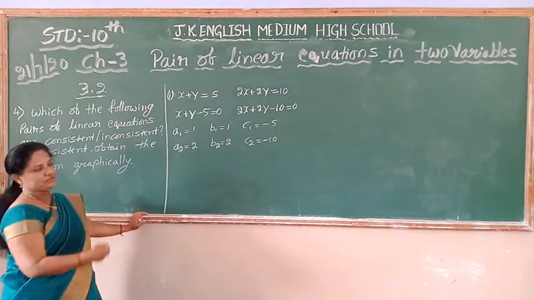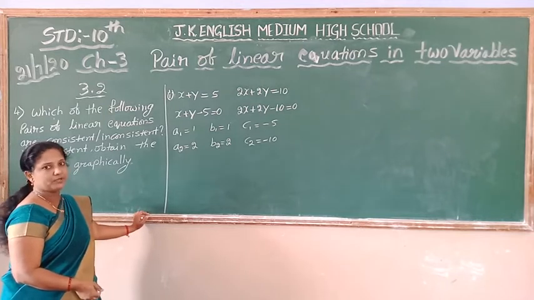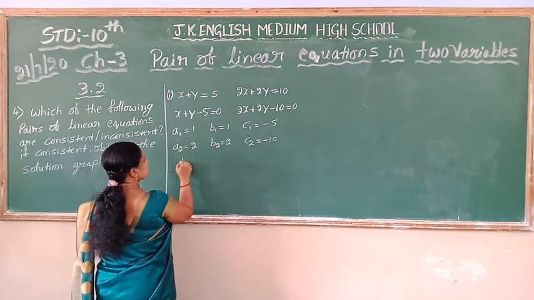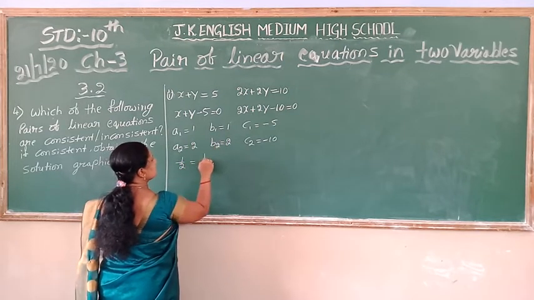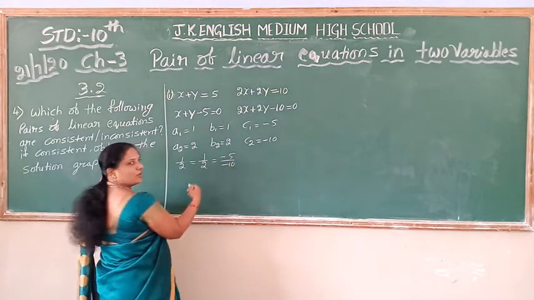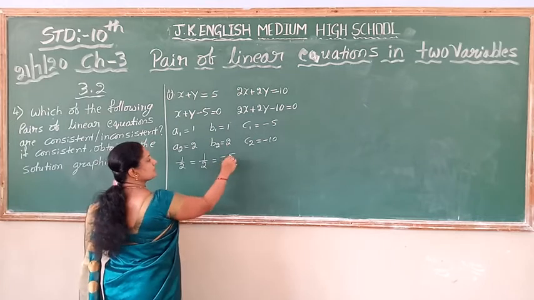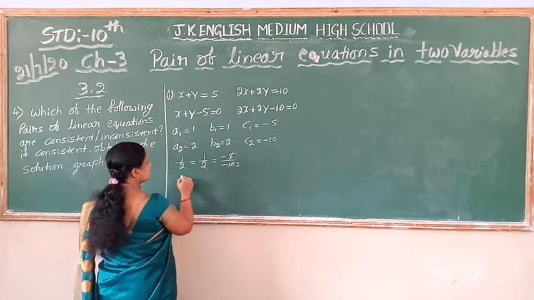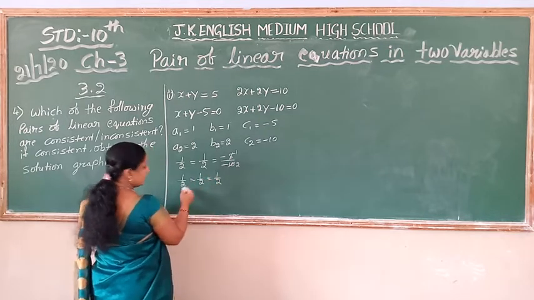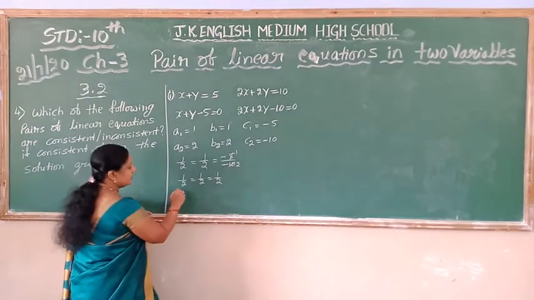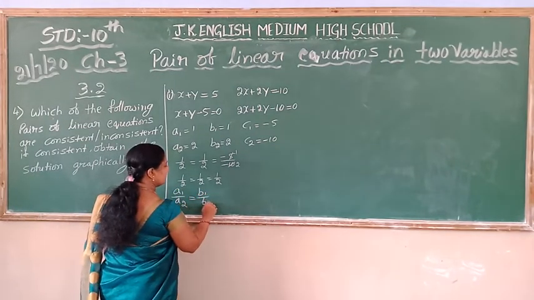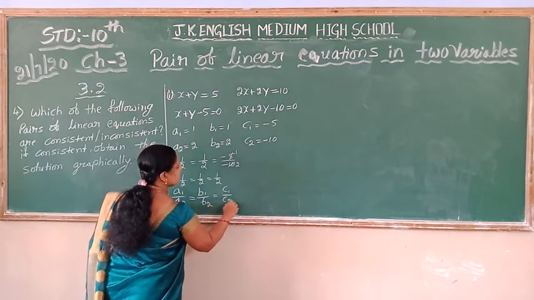Find out the ratios a1 by a2, b1 by b2 and c1 by c2. So the a1 by a2 ratio is 1 by 2. b1 by b2 is also 1 by 2. And c1 by c2, minus 5 by minus 10, is also 1 by 2. So which condition is satisfied here? a1 by a2 is equal to b1 by b2 is equal to c1 by c2.